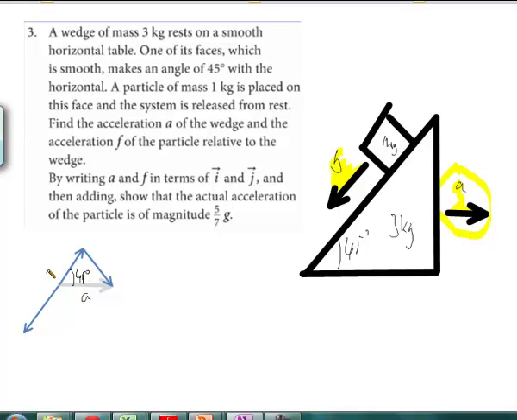This angle is 45 degrees, that's the adjacent. And remember, the sine and cos of 45 degrees is 1 over root 2. This would be A cos 45, and this would be A sine 45 degrees. This vector here is B.